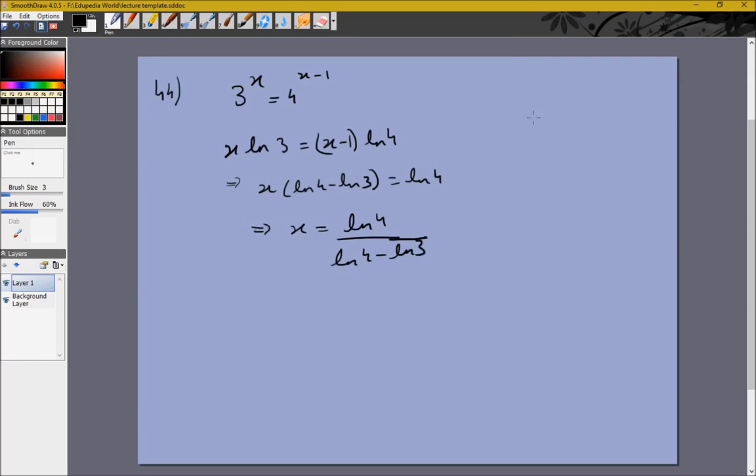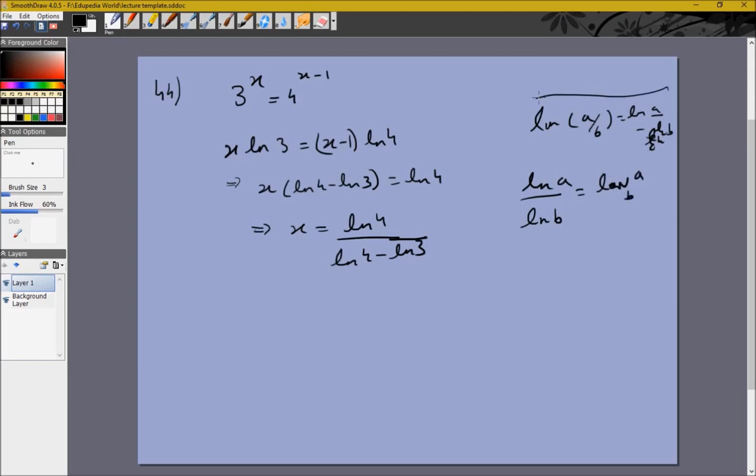And after this, you know the properties. Ln of a by b is equal to ln a minus ln b, and ln a by ln b is equal to log of a to the base b.